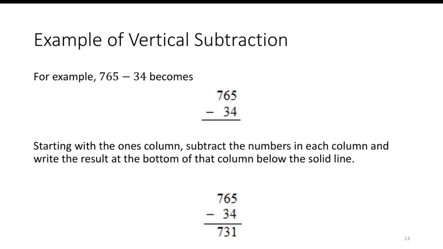So, for example, if I want to do 765 minus 34, I would line it up like this, where the 5 and the 4 are lined up in the ones, and then the rest of the numbers to the left. So starting with the ones column, you subtract. So 5 minus 4 is 1, 6 minus 3 is 3, and then what's left? 7 minus nothing is 7.